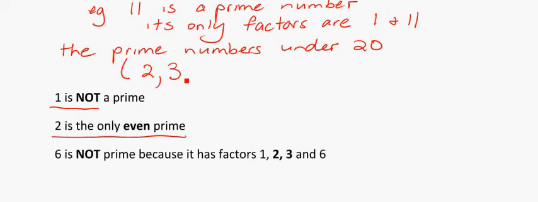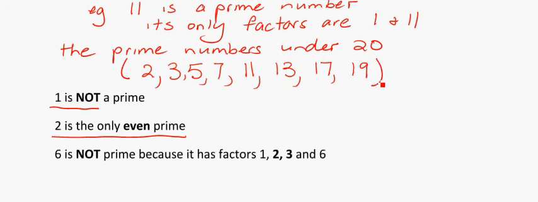3, let's go up. 4, no. 5, yes. 6, no. 7, yes. 8, 9, 10, 11, 12, no. 13, 14, no. 15, no. 16, no. 17, 18, and 19. So they are our prime numbers under 20.